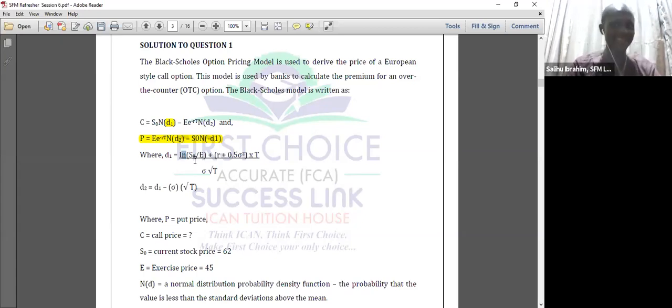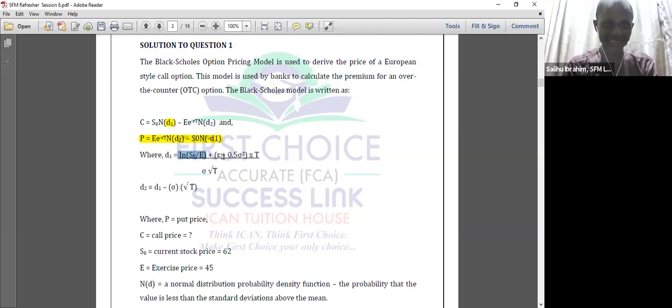I said it simply means that we are taking the logarithm of the current stock price over the exercise price. So we are taking the log of that, natural logarithm. How do you do that? What you just need to do is pick your calculator, press ln, and please remember to open bracket. You open bracket, put the stock market price, divide by the exercise price, and close the bracket. Press equal to. What comes out is the log of that number.